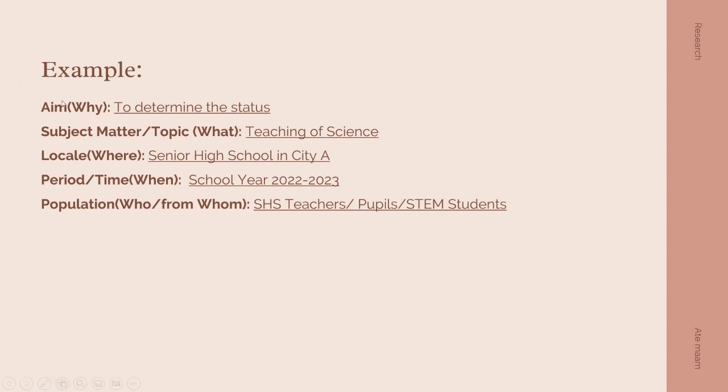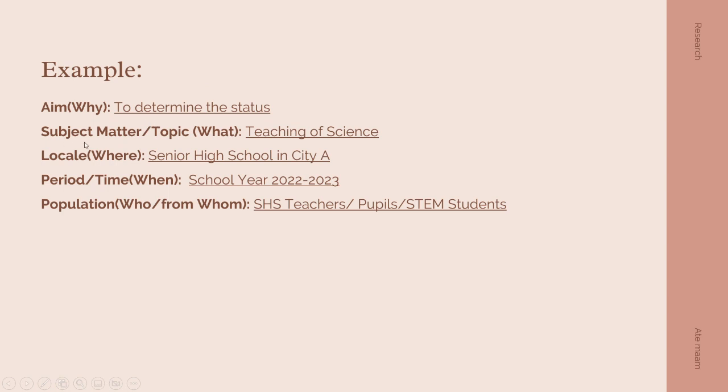So first we have our aim, purpose, or the why. Why do you want to conduct this study? So an example is to determine the status. So as you can notice, aim is an action you want to conduct. So he or she wants to determine the status. Another example is to quantify, to evaluate, to determine, to know. So any action that you want to do or why you are doing your research problem.